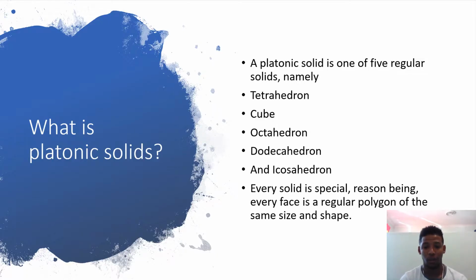What is a Platonic solid? A Platonic solid is one of five regular solids, namely tetrahedron, cube, octahedron, dodecahedron, and icosahedron. Every solid is special, the reason being every face is a regular polygon of the same size and shape.